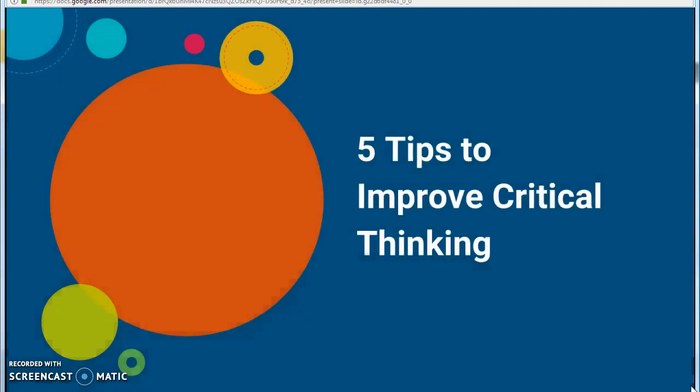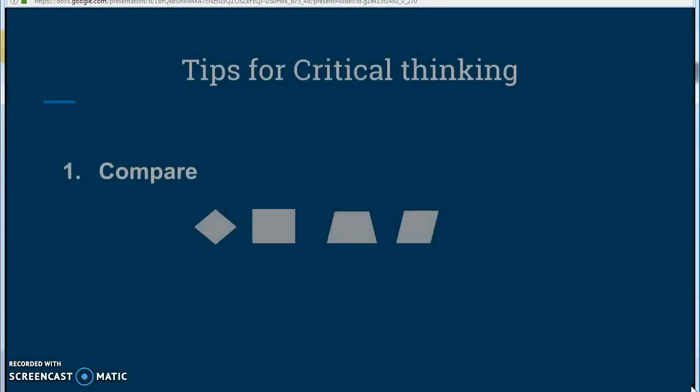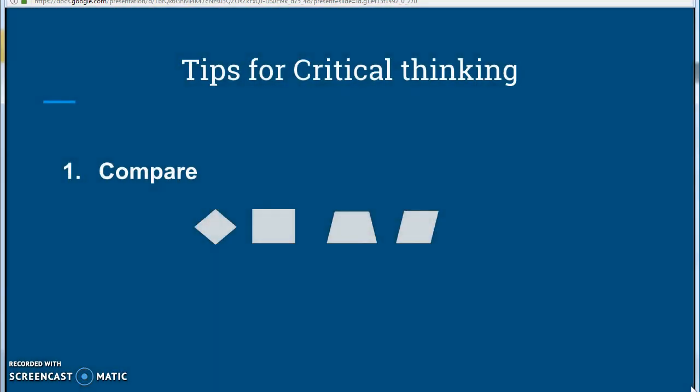Let's look at some tips to improve our critical thinking skills. Number 1, comparing. When we compare, we look for similarities. Let's take these pictures for instance. How are they similar? Well, they are similar because they're all shapes. They're all two-dimensional, and they're all quadrilaterals.